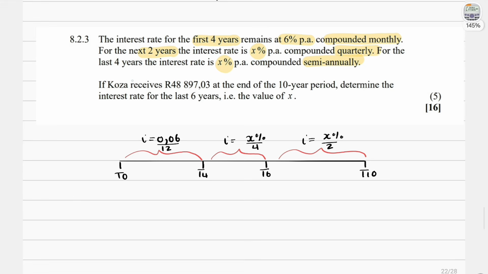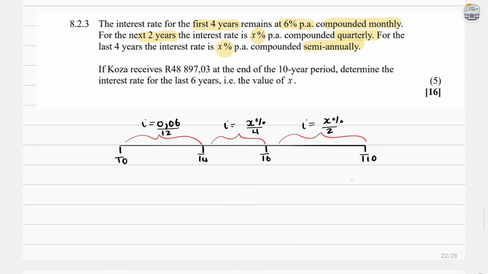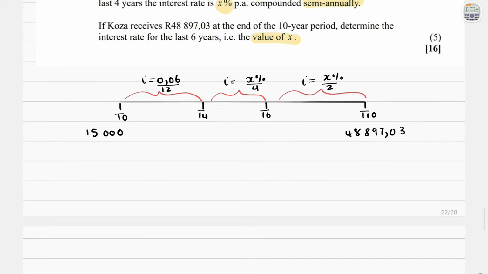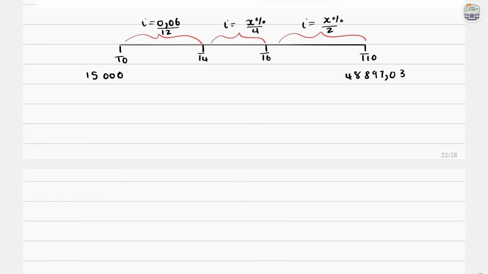And what they tell us is if Khoza receives 48,897 Rand, okay, and 3 cents at the end of the 10-year period. So this is what he gets at the end. It's 48,897.03. At the end of this period, the 10-year period, determine the interest rate for the last 6 years, i.e. the value of X. Okay, so just find the value of X. So it's still the same amount going in. It's still 15,000 Rand. And we're just going to have to substitute this and then find the value of X.